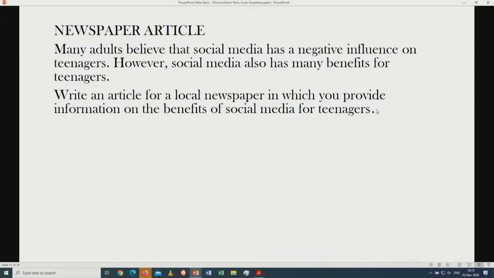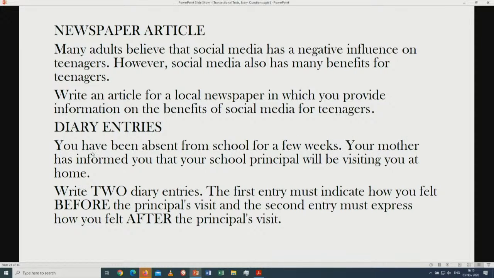Okay, so this one, we all know about social media, but I guarantee you guys out there know a lot more than I do, right? So it's a safe choice, this. Okay, what else have we got? We've got diary entries. Again, you've been absent from school for a few weeks. Your mother has informed you that your school principal will be visiting you at home. Write 2 diary entries before and after.